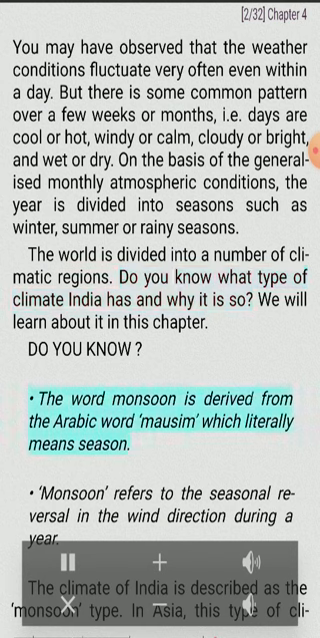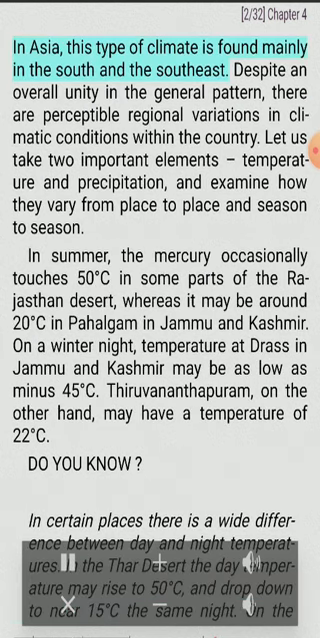Do you know? The word monsoon is derived from the Arabic word mausam, which literally means season. Monsoon refers to the seasonal reversal in the wind direction during a year. The climate of India is described as the monsoon type. In Asia, this type of climate is found mainly in the south and the southeast. Despite an overall unity in the general pattern, there are perceptible regional variations in climatic conditions within the country.